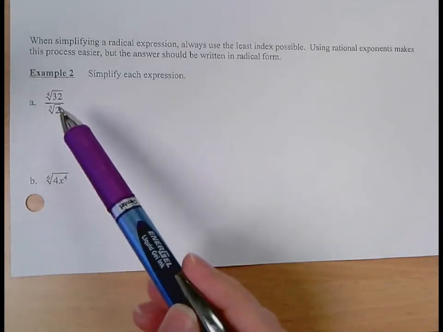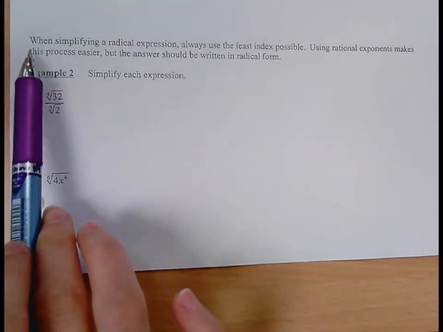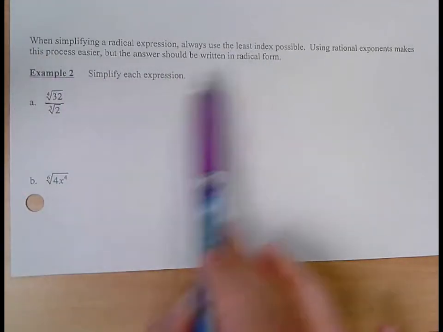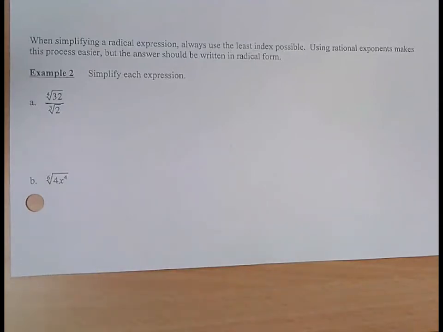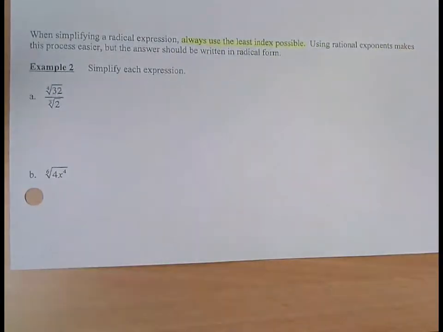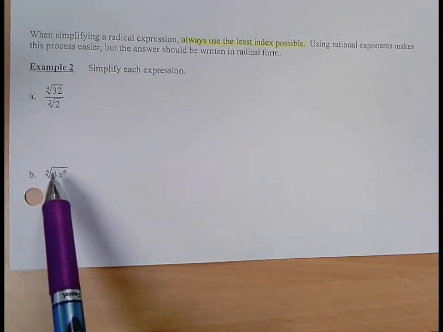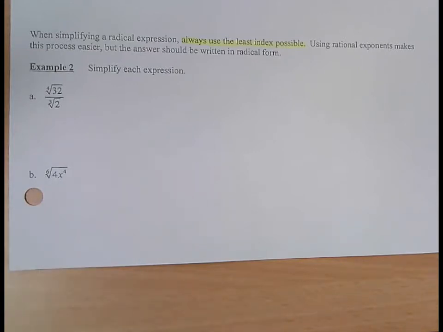So here I have two examples on this side, one on the other, just additional examples of simplifying expressions. And as it says above this, when you simplify a radical expression, you always want to use the least index possible. So what I mean by that is, for example, if you look at B, it's given to us as a 6th root, and that might not be the least index possible. We might be able to change it so that it's a cube root or a square root, so a lower index.